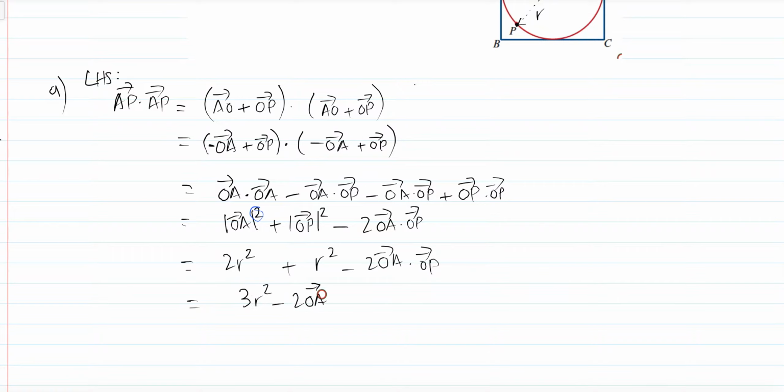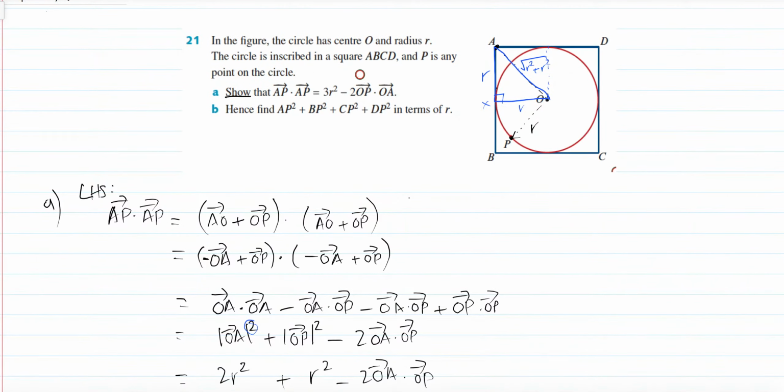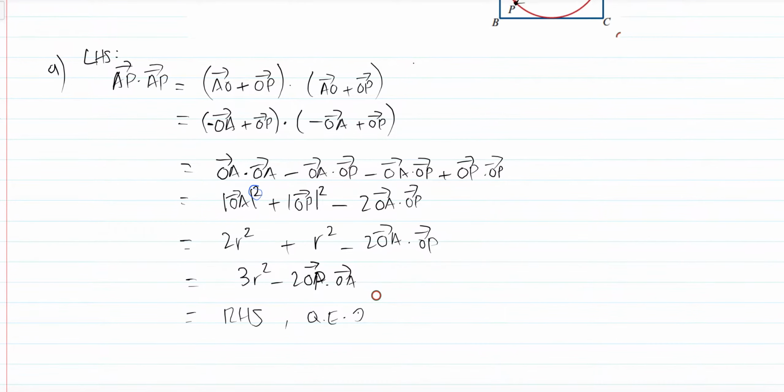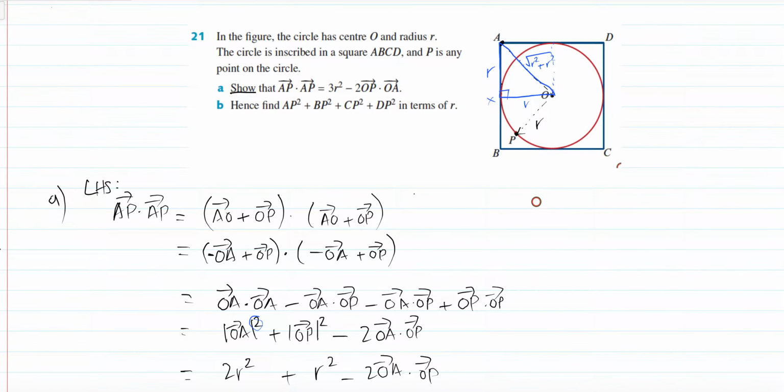It looks the exact same, so I think the textbook had this as OP dot product OA, and that is the same as the right hand side. You can just let this equal to the right hand side, and then QED. So that just means you've solved it, you've shown it, okay? So that is how you solve part A, guys. It is actually quite hard, but hopefully this video helps you solve that problem.